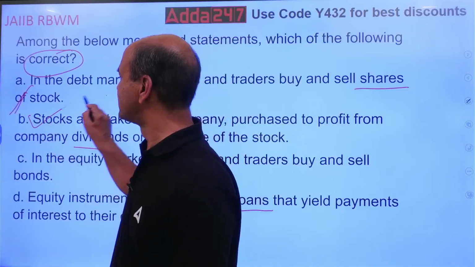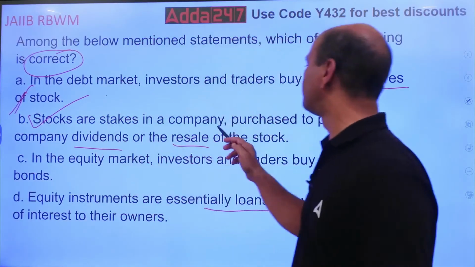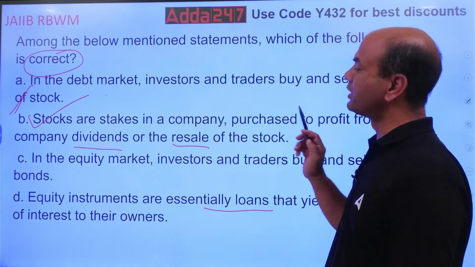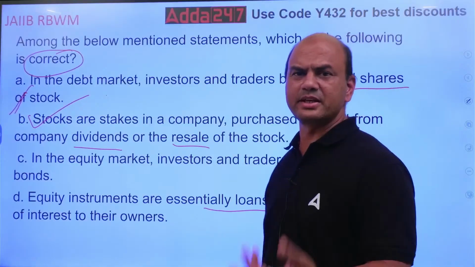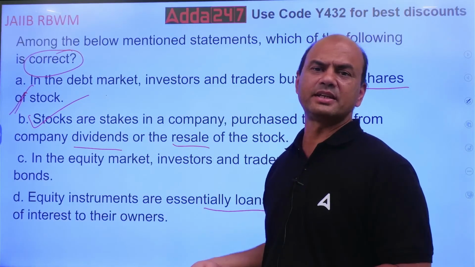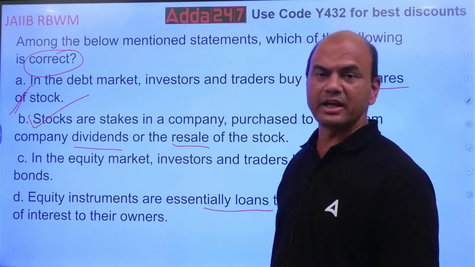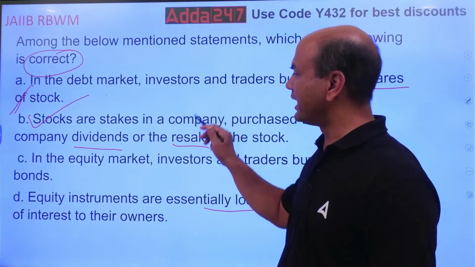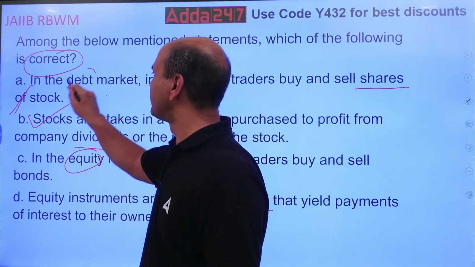The answer is B. Stocks are stakes in the company purchased to profit from dividends or resale. Whenever I buy shares, I'll get the dividend from that share or I'll sell that share at a higher price. That's a simple logic. What about the others? In the debt market, see here, A and C are related. Debt and equity. Look at this. Debt and equity, they are related.